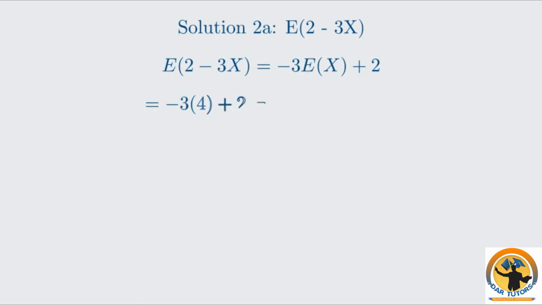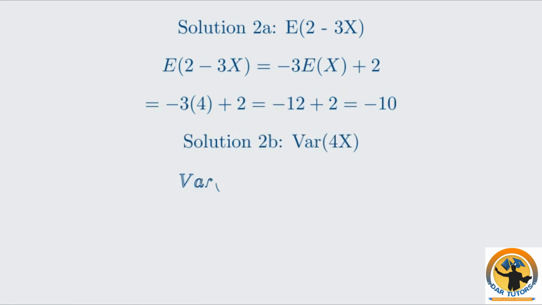First, for the expected value, E[2 plus 3X]. This is E[3X plus 2]. Using our property, it's 3 times E[X] plus 2. We substitute the given mean of 4. So we have 3 times 4 plus 2, which is 12 plus 2, giving 14. The expected value is 14. Now for the variance, Var(4X). Using our property, this is the square of 4, which is 16, times Var(X).